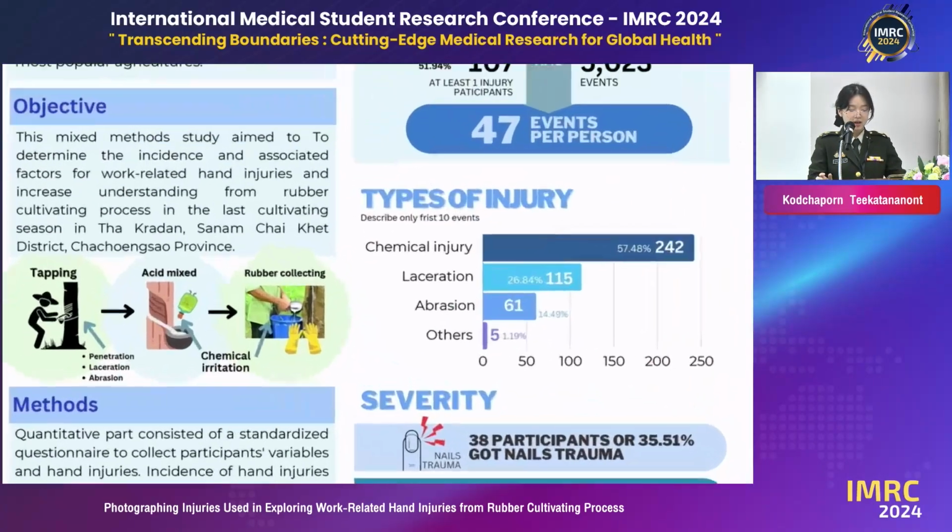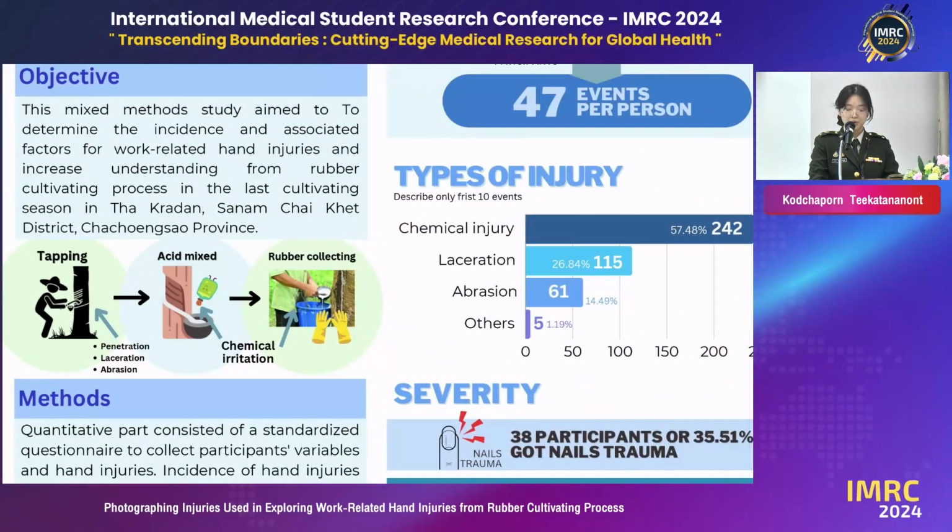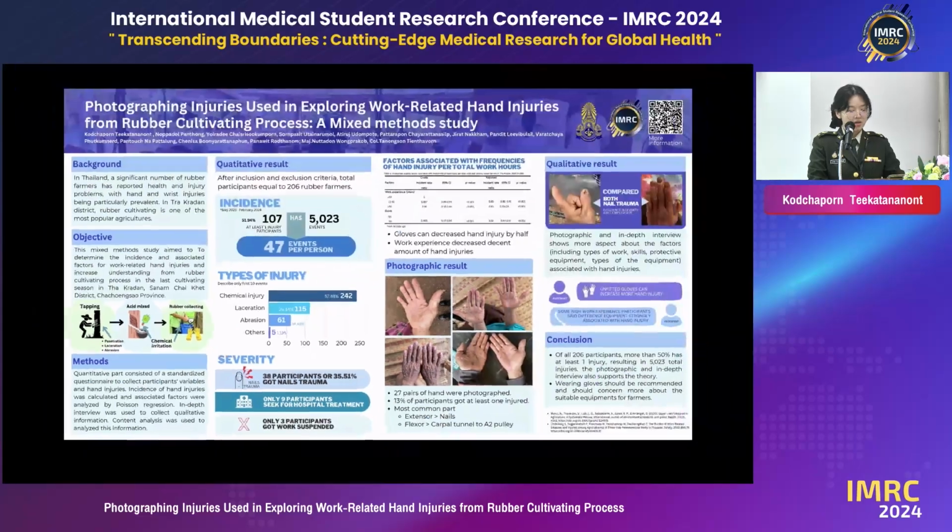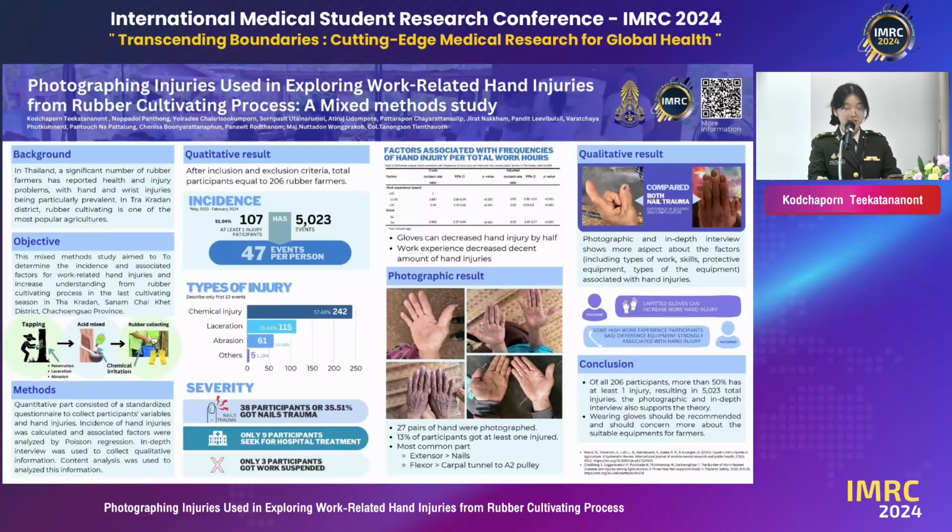This diagram will roughly show you the rubber cultivating process. It's divided into three stages: tapping, acid mix, and rubber collecting, and they may cause injury in the form of penetration, laceration, or chemical irritation. For our method, we use the quantitative part.